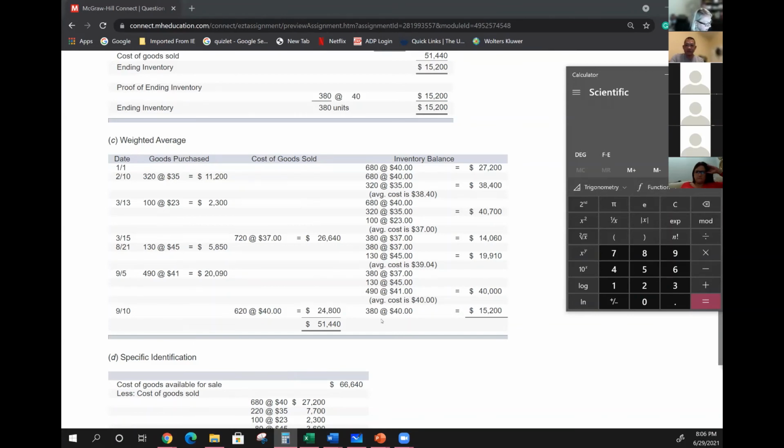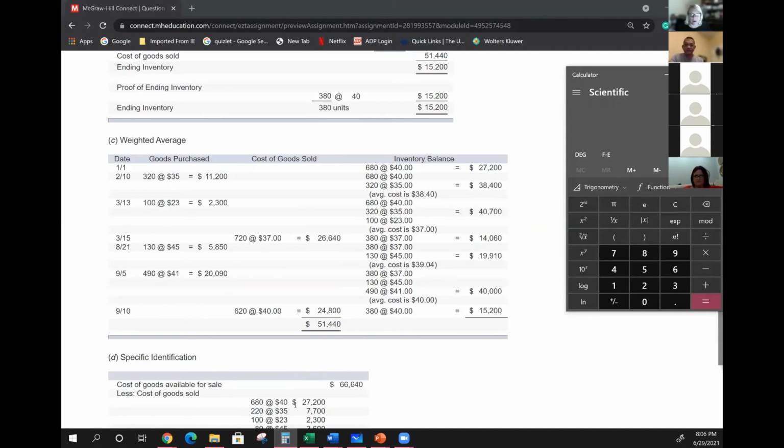So wait, how many did I have here? I had 510 after that. I had 510. Okay, so then I have to add the 490. So I had 1,000 again. So the 40,000 divided by 1,000 is $40. So that's where the average comes from.